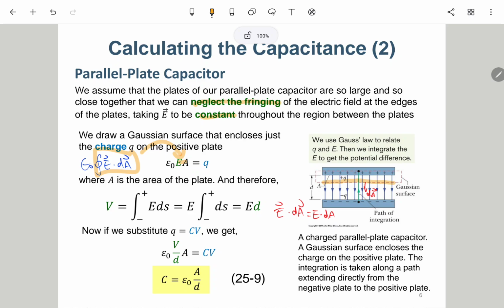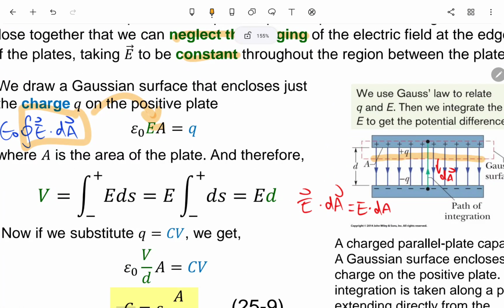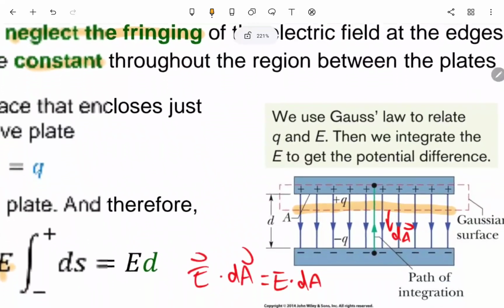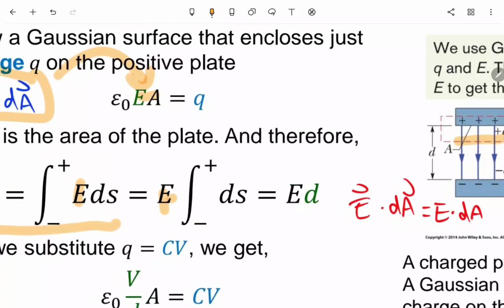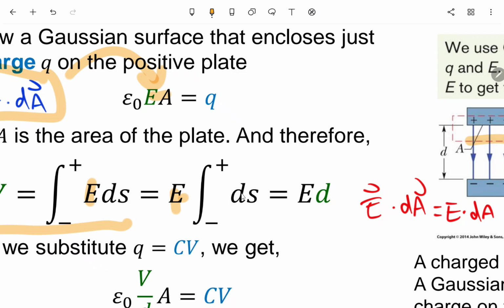So in the previous page we have this equation, and also E is a constant, so we can just put this E outside. So this is just the integration of ds, which means it is just the length of this path. The length of this path is the distance d between these two plates. So this integration of ds from negative to positive becomes simply d.